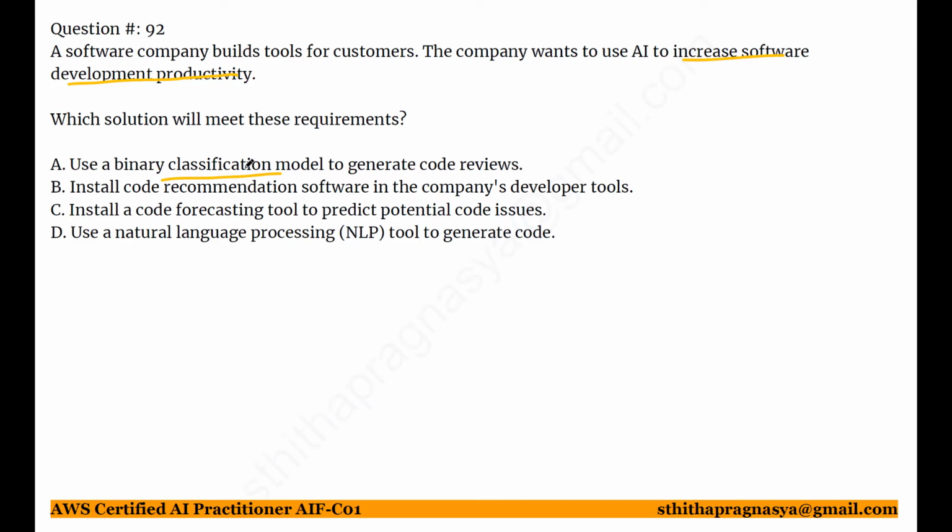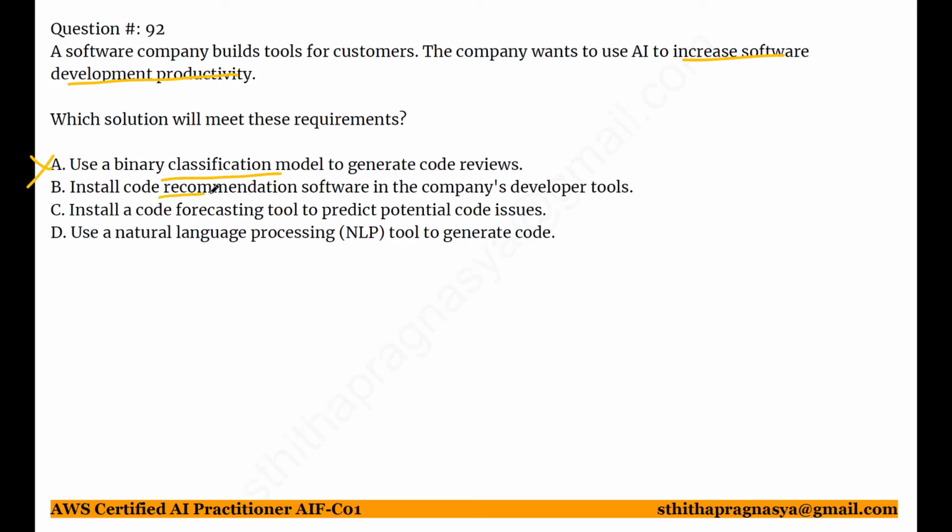Binary is like 0 1, so two categories: yes, no, true, false, male, female. All those are considered binary. So here we need to figure out, for example, issue or no issue. While it could be used for basic code analysis, it is not designed to improve overall development productivity, as it does not assist with tasks like writing, refactoring, or recommending code. So this is incorrect, as it does not directly address the broader need for increasing productivity.